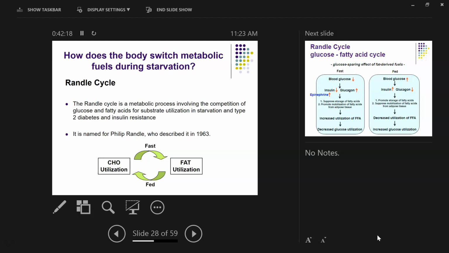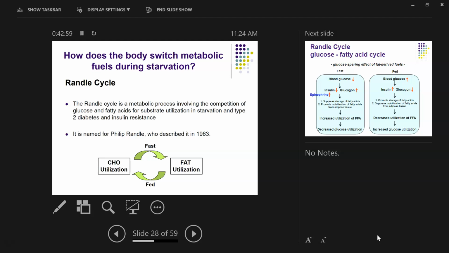All right. Now, let's talk about a switch. People use the so-called Randle cycle to explain a fuel utilization switch. Basically, the Randle cycle is a metabolic process involving the competition of glucose and fatty acids for substrate utilization in starvation. And this theory can also be applied to type 2 diabetes and insulin resistance, right?